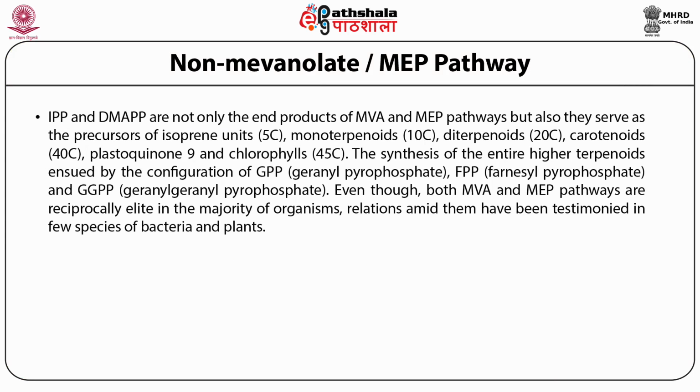The isopentenyl pyrophosphate and dimethylallyl pyrophosphate are not only the end products of the mevalonate and non-mevalonate pathways, but they also serve as the precursors of isoprene units, 5-carbon, monoterpenoids having 10-carbon, diterpenoids 20-carbon, carotenoids 40-carbon, plastoquinone and chlorophylls having 45-carbon.